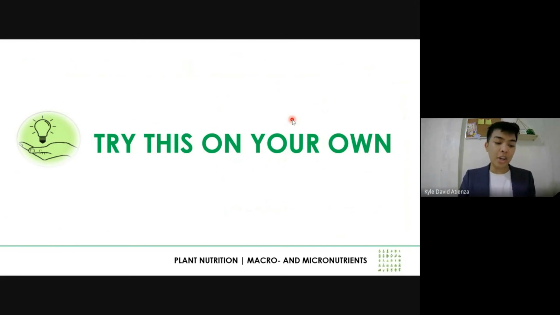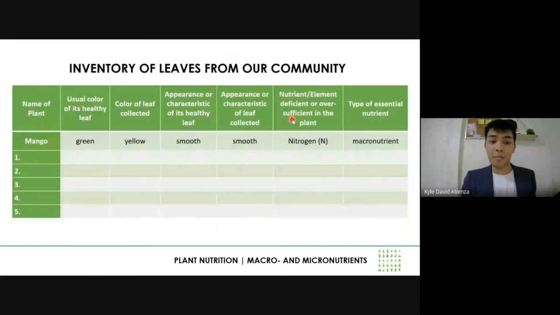With your understanding of the concept of macro and micronutrients, complete this table with the necessary information needed. An example is already provided to you. So, for example, your collected leaf is from a mango tree. So, you will have to write mango in the name of the plant. The usual color of its healthy leaf is green, but you have collected a leaf that is color yellow.